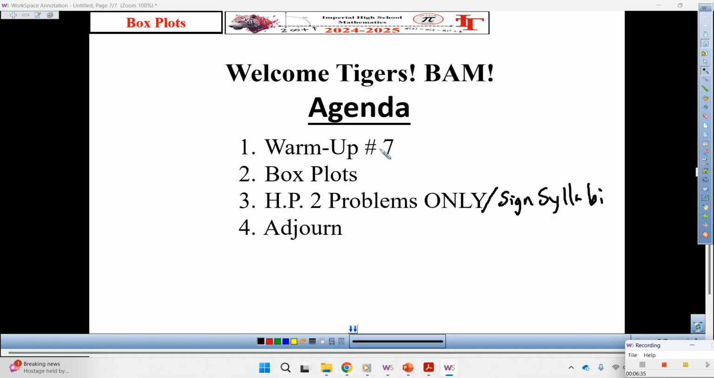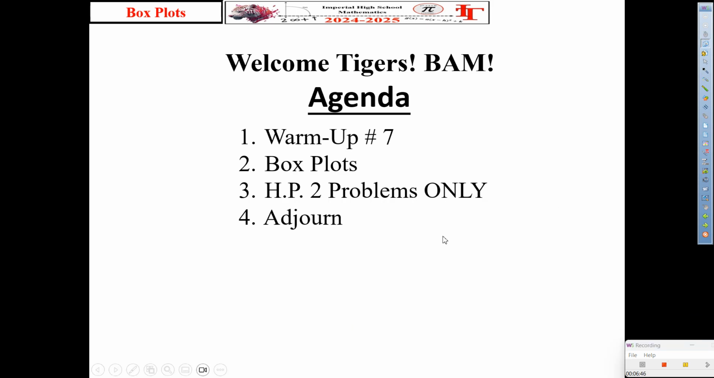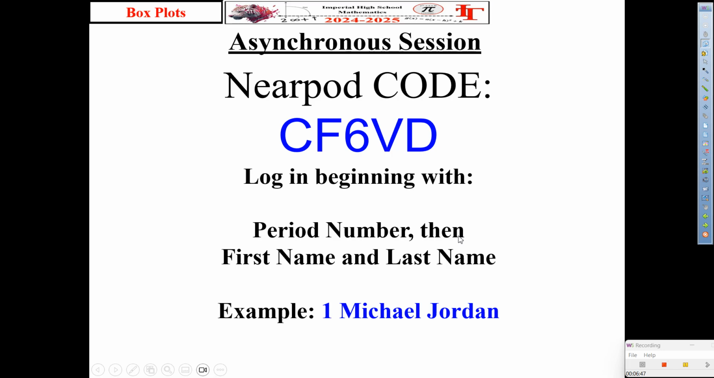All right, once again, warm-up number 7 is done. Today we're moving on to box plots. And your home plate for tonight, only 2 problems and signing the syllabi. So copy this code, please. Very important for you to get the syllabi and also get the home plate. CF6VD.